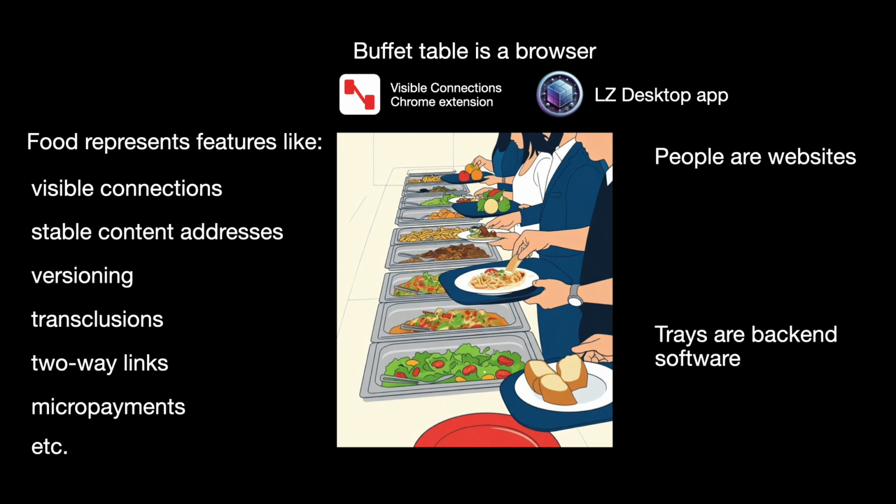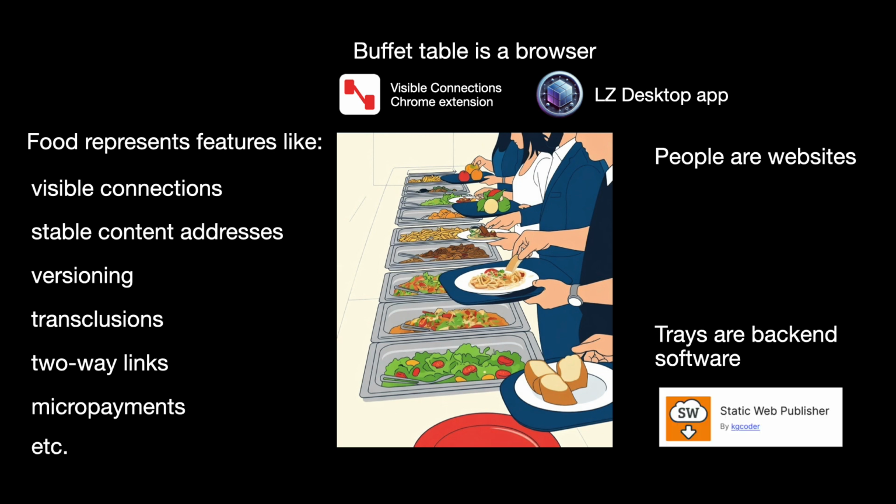There are also trays. The trays represent back-end software. For example, right now, we have a WordPress plugin that many websites can use. Some websites may even bring their own custom-made trays. In some cases, such trays will allow those websites to take everything offered at the buffet. Those sites will be Xanadu-like publishers.